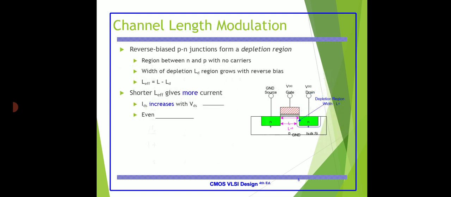Next one is channel length modulation. Channel length modulation is nothing but when we increase the drain source voltage, the depletion region increases and the channel length becomes shorter. The current flowing through this channel, that is the drain source current, is inversely proportional to the length of that particular channel. So when we decrease the channel length, the current increases. This effect is normally seen in short channel devices when we compare to long channel devices.